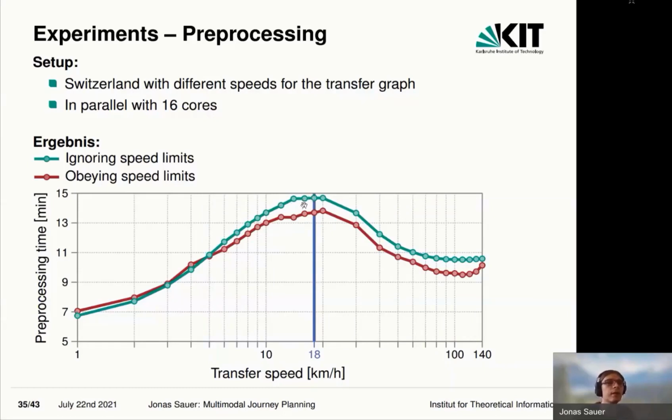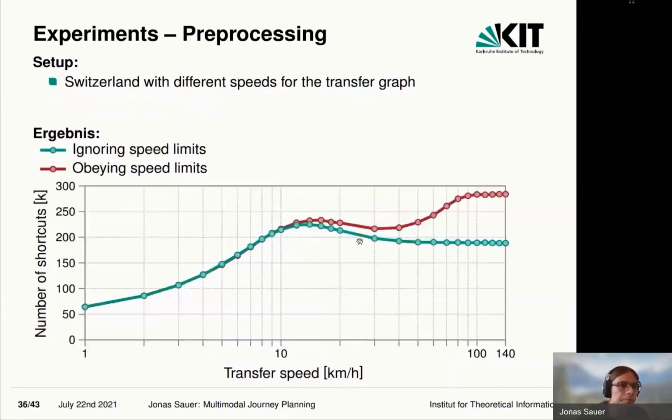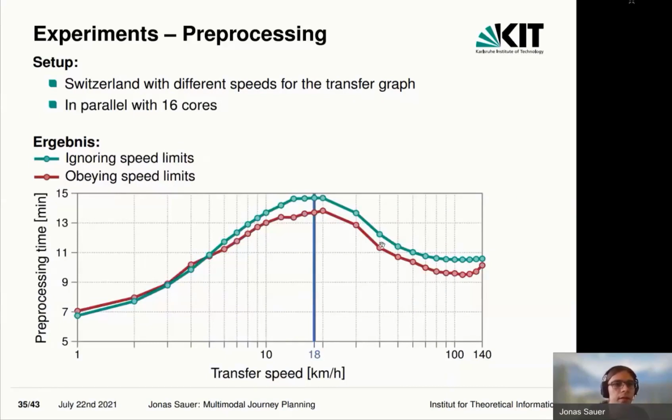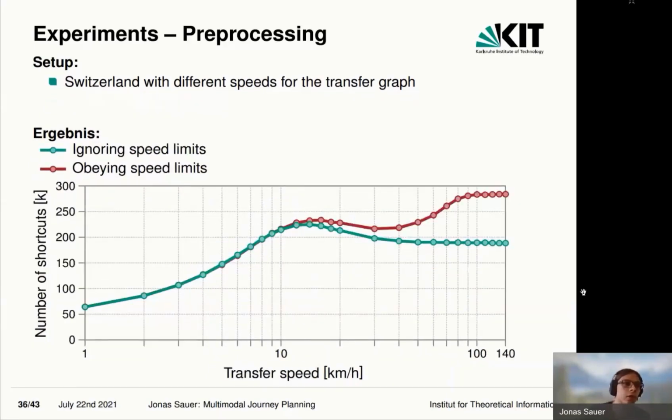So here we have a maximum of 18 kilometers per hour, which is probably a bit faster than what you would achieve with bicycle or e-scooter. And from there on, it gets faster again. As for the number of shortcuts that we obtain, for walking, we get slightly below 150,000 shortcuts.